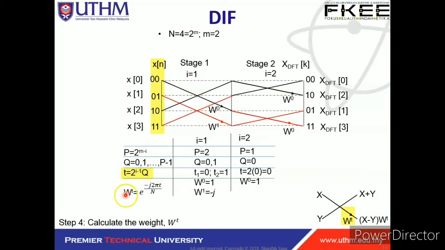Okay, next step is to calculate the weight. As I mentioned previously, for the weight we need to calculate the values of P, Q and T, and then you also need to calculate the WT. You can see this table, it refers to the weight label. For the first stage we have W0 and W1, so here we just label W0 and W1. As for the second stage, we only have W0. So for both butterflies, we will have W0.